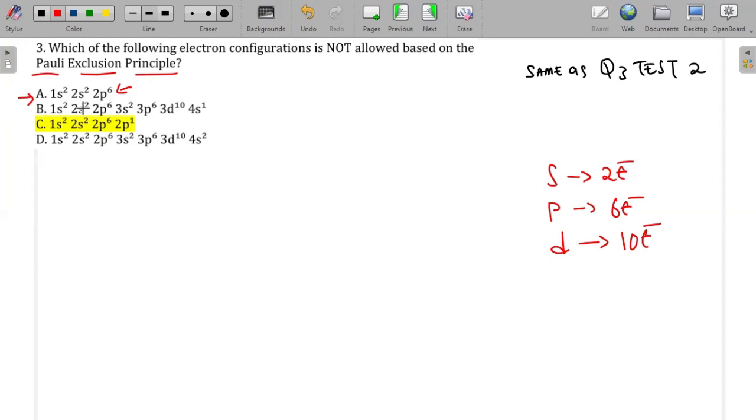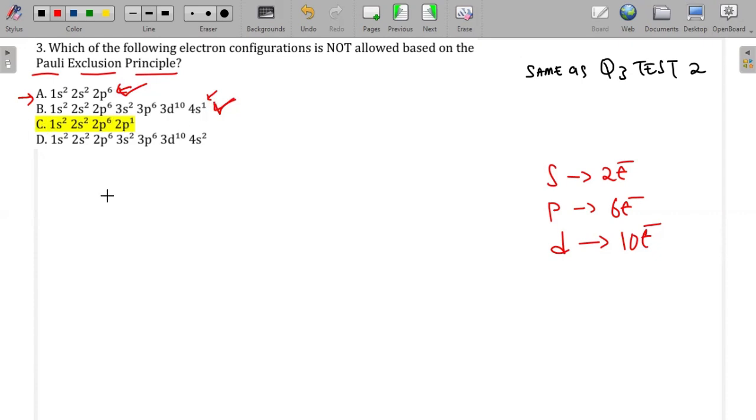When I look at B, it's also correct. Why? Because in the S subshells, I can see 2 electrons or less than 2. For example, this one has less than 2. And then in the D, I can see 10. Nothing wrong with that. And then the P, I can see 6. Even there, the P, I can see 6. So nothing wrong with that. So this one is correct. Even this one is correct.